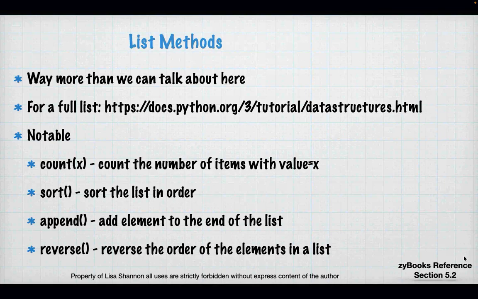Okay, lots of list methods. Here are the ones that I'm going to talk about tonight, mostly because you have to deal with them when it comes to your labs. Count counts the number of items with a given value in a list. So you don't have to do a for loop, you just use the count function on the list, give it the value, and Python will always give you the right answer.